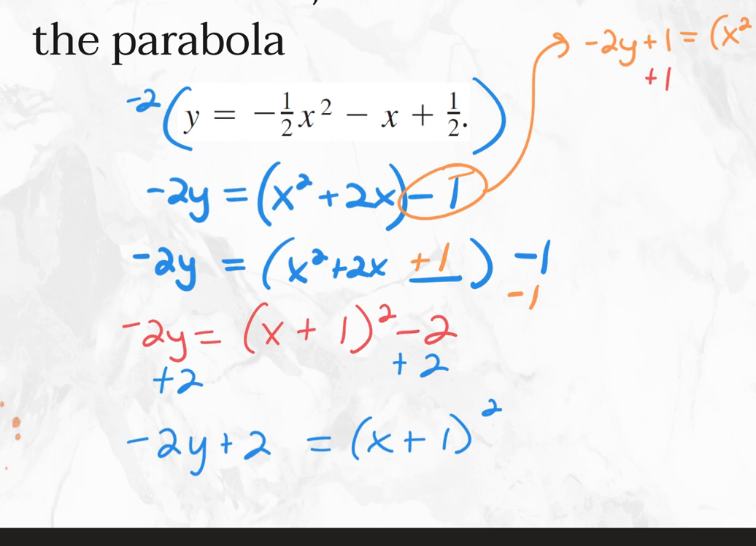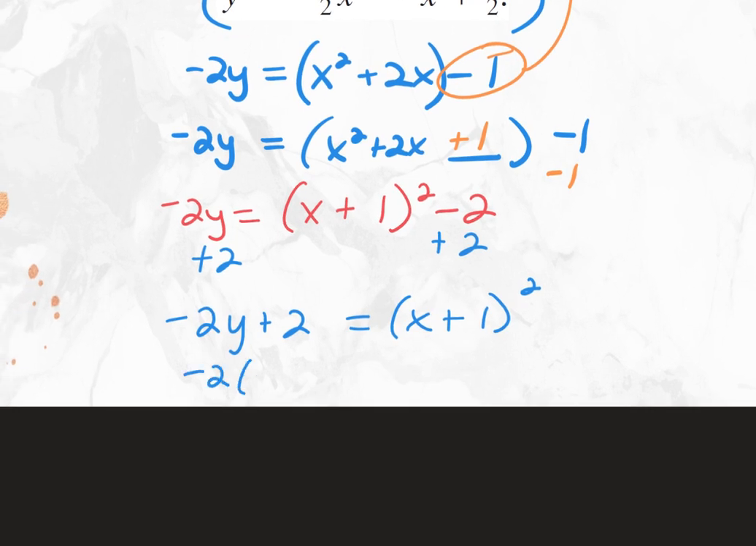Is this in standard form? No, because you can't have anything attached to the y. We have to factor it out. So this would be -2y minus 1 equals x plus 1 squared. The sides do not matter. I can switch those. But you cannot have anything in front of the squared term, and you cannot have anything attached to the other term, the one raised to the first power.